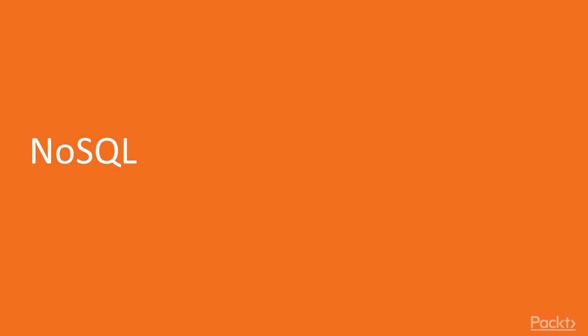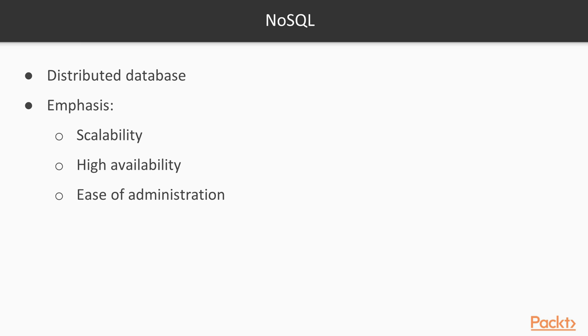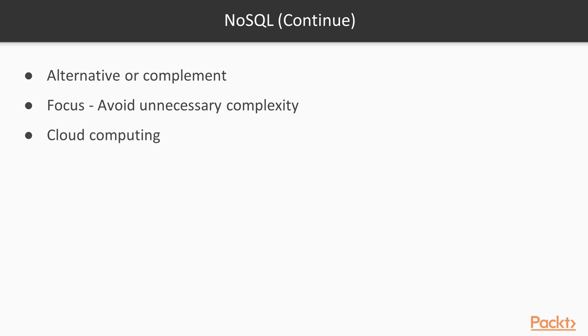Now we move on to the first video of this section that deals with NoSQL. This video is targeted at NoSQL and its data model and Brewer's theorem. NoSQL is a distributed database with an emphasis on scalability, high availability, and ease of administration, the opposite of established relational databases. It is not a direct replacement for RDBMS, but an alternative or a complement. The focus is on avoiding unnecessary complexity, a solution for data storage according to today's needs, and fixed schemes. Due to its distributed nature, cloud computing is a great NoSQL sponsor.